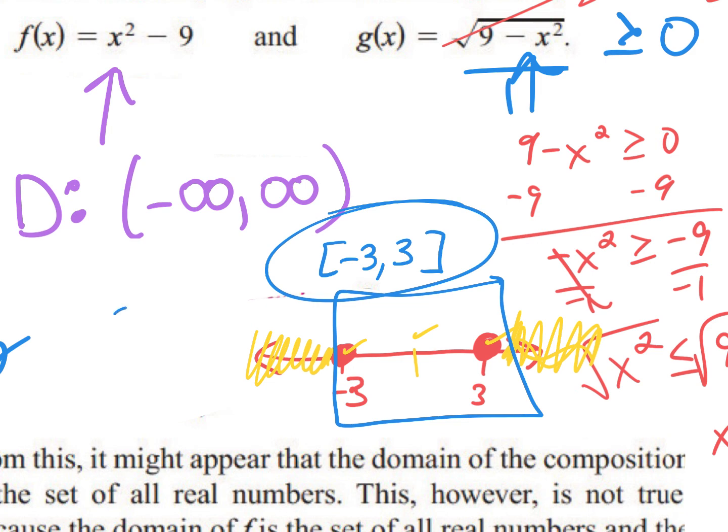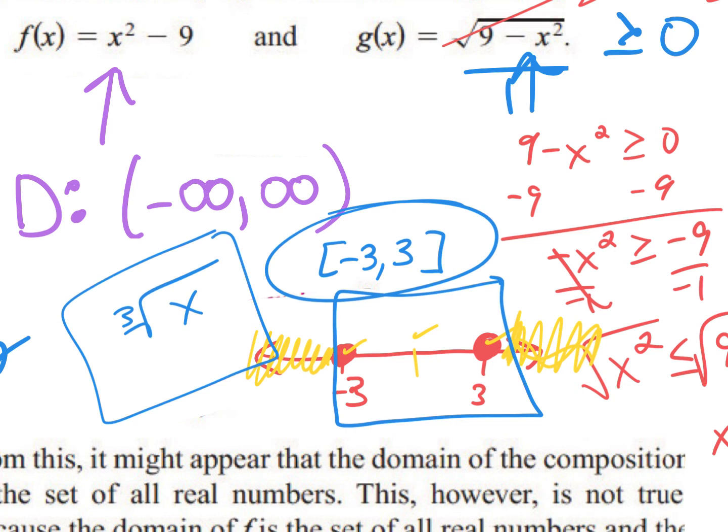If you had the cube root of something, could x be negative? Are there any domain restrictions right here for what I just drew for the cube root? What's the cube root of negative 8? Negative 2. You can take odd roots of negative numbers. 5th root, 7th root, 9th root. You just have domain restrictions when it's an even root, like 2, 4, 6, 8. So just kind of keep that in mind.